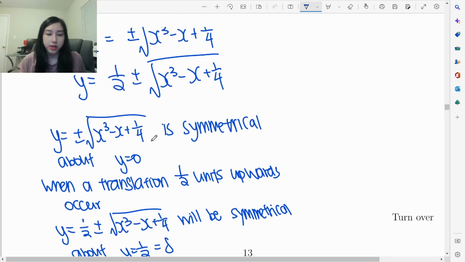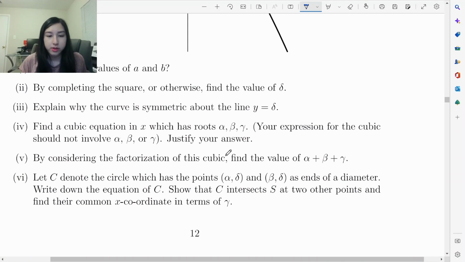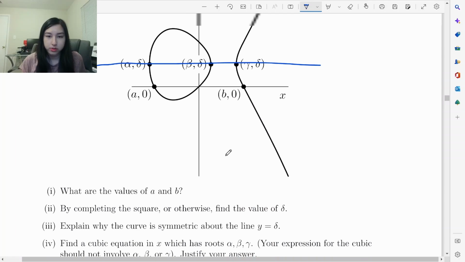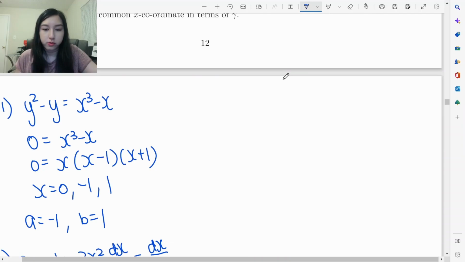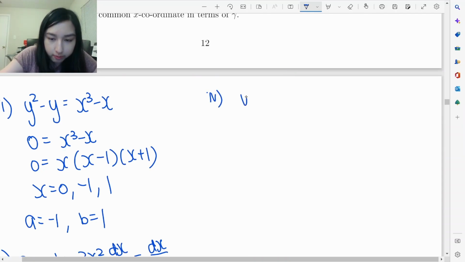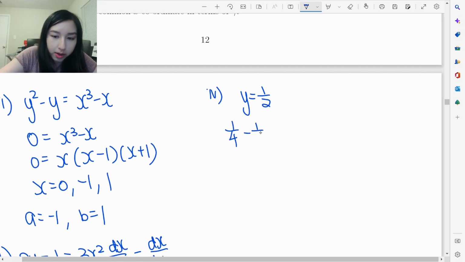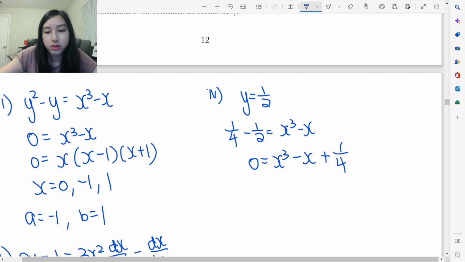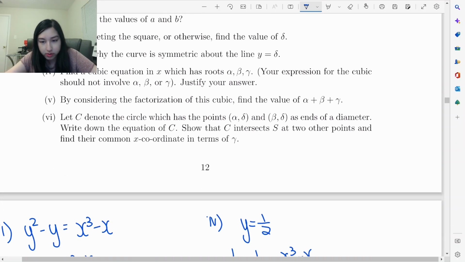That's it. Okay, and let's look at part 4. What do they want for part 4? Find the cubic equation in x which has roots those. Well, it's literally this line intersect the graph. So we have part 4. We have y equals to 1/2. If we plug in y as 1/2, 1/4 minus 1/2 equals to x cubed minus x. We'll just get 0 equals to x cubed minus x plus a quarter. That's it. That's our function. Number 5. By factorizing this cubic, find the value of that.